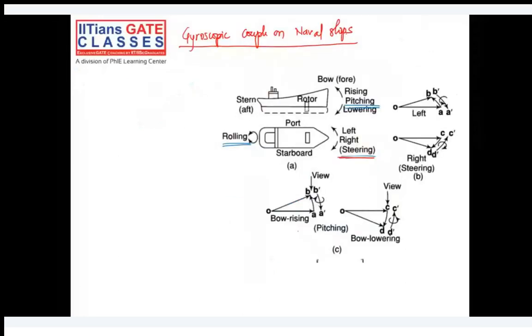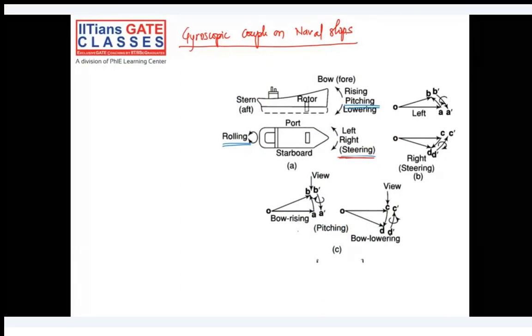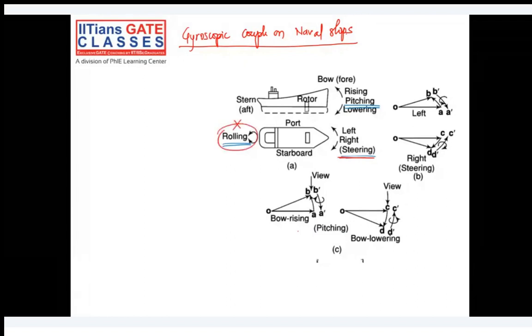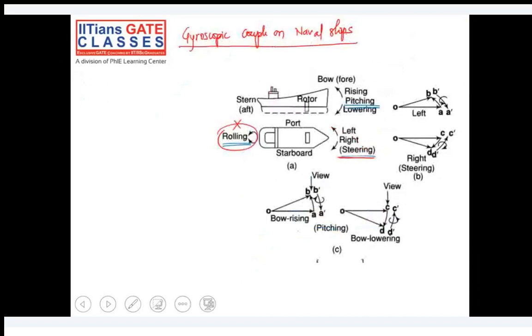Yeah. So at least here you understood that in rolling we don't see a gyroscopic effect. Let's study the steering situation. In the steering situation, if you are taking a left turn, O to A is the initial vector, and after taking the left turn, O to B is your new vector. AB is your active couple, and B dash A dash is your reactive couple.